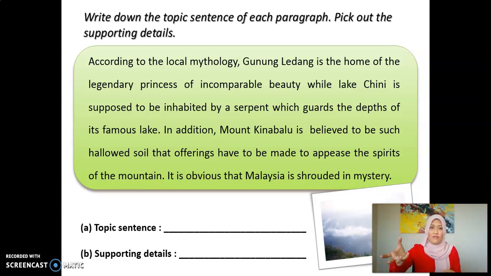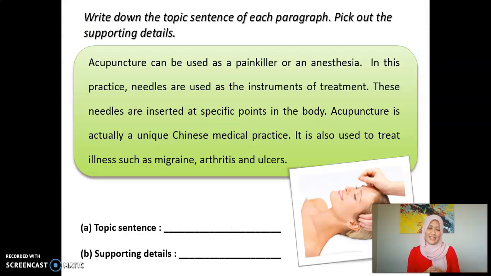Because of, first, Gunung Ledang, home of the legendary princess of incomparable beauty. Second, Lake Chini, inhabited by a serpent which guards the depths of its famous lake. You also have Mount Kinabalu, believed to be such hallowed soil that offerings have to be made to appease the spirits of the mountain. So basically, the earlier statements are your supporting details that further tell you why Malaysia is shrouded in mystery. Clear? Let's move on to the second exercise.